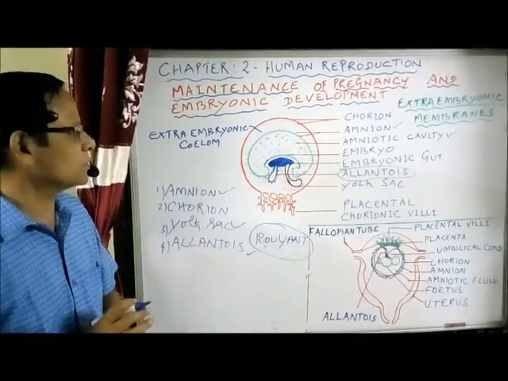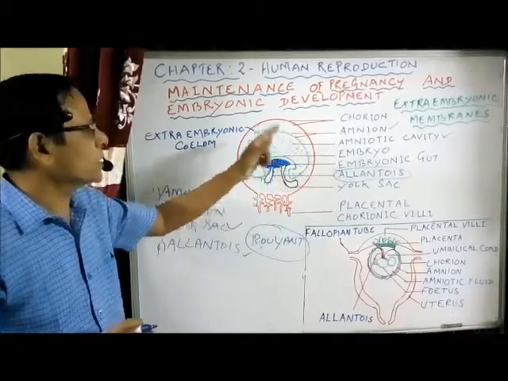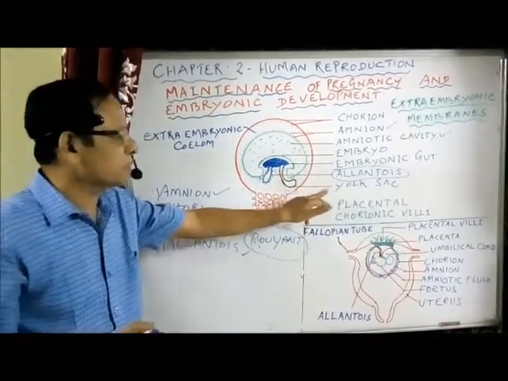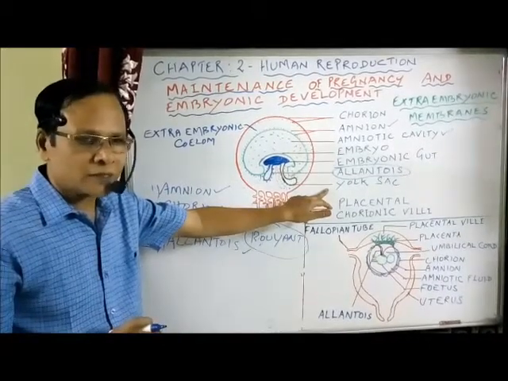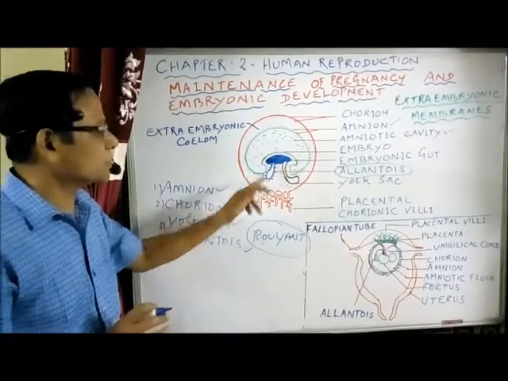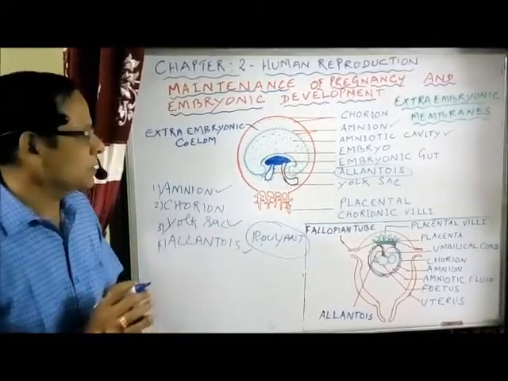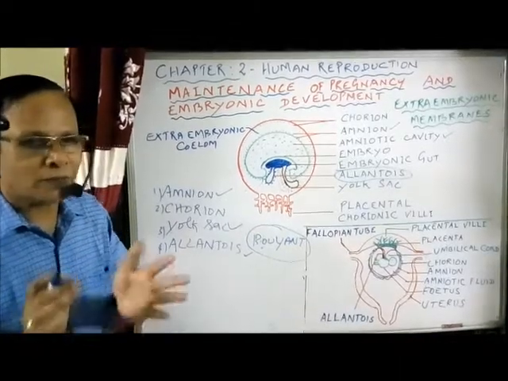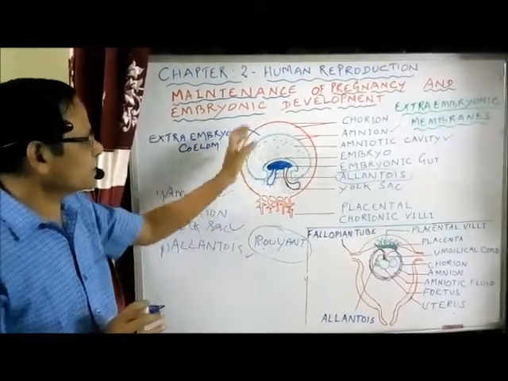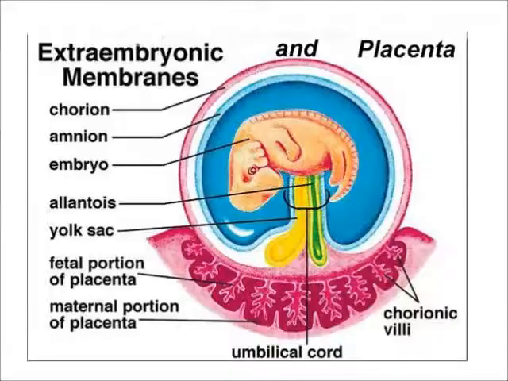So the chorion, the outermost membrane covering the embryo and other membranes, takes part in the formation of the placenta. The yolk sac is concerned with the formation of blood cells and early blood vessels. The allantois is concerned with the formation of the umbilical cord and also the urinary bladder. Okay, that's about the extra embryonic membranes. Here I represented a simple picture not there in the book.